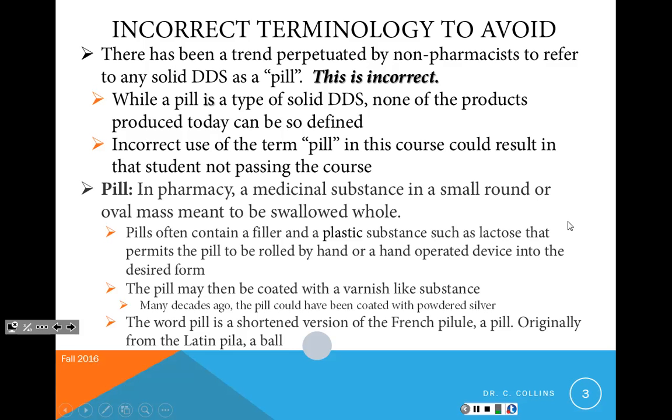So there is such a thing as a pill. Definition, a medicinal substance in a small round or oval mass that's meant to be swallowed whole. Our modern day dosage forms, none of them fit that classification. So inappropriate use of the term pill could qualify you to fail this course. That's how serious I look at this. So don't use pill incorrectly, which fundamentally means pretty much stay away from it.